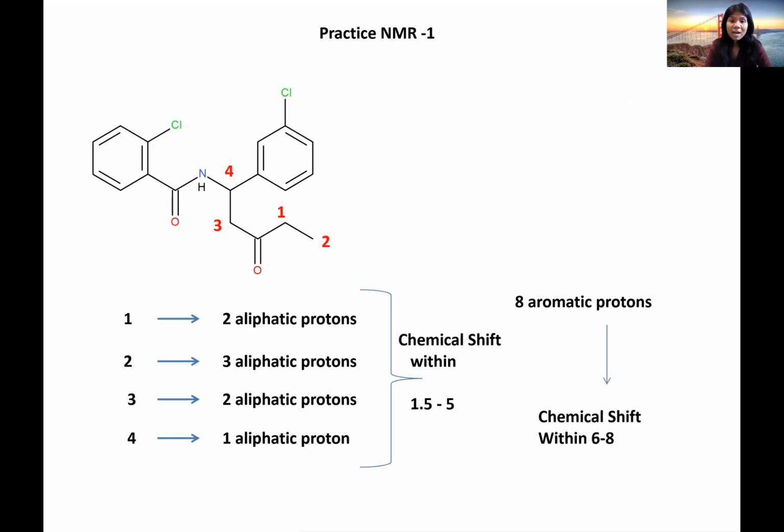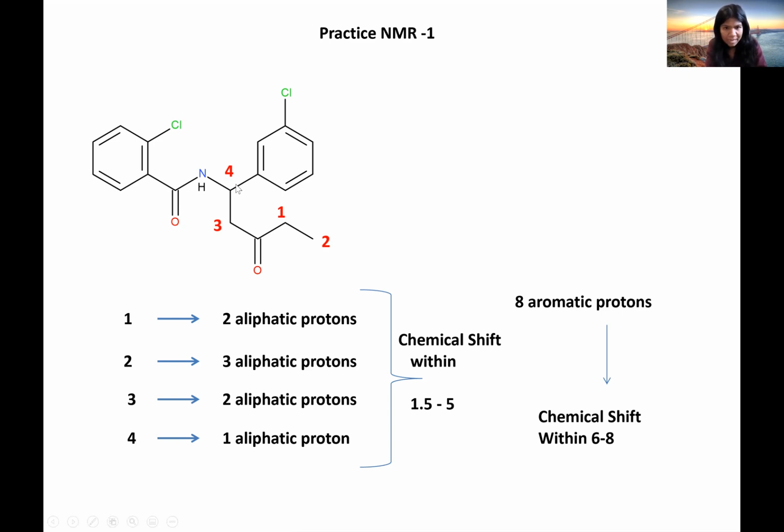So this is structure one. What we do in our prediction of NMRs, we majorly look at the aliphatic protons and the aromatic protons. In my previous video, I have already discussed in detail the chemical shift values, like which type of proton will have a chemical shift value around what number. But broadly, we look at aliphatic protons and aromatic protons. The aliphatic protons have their chemical shift value within 1.5 to 5, and the aromatic protons have their chemical shift value within 6 to 8.